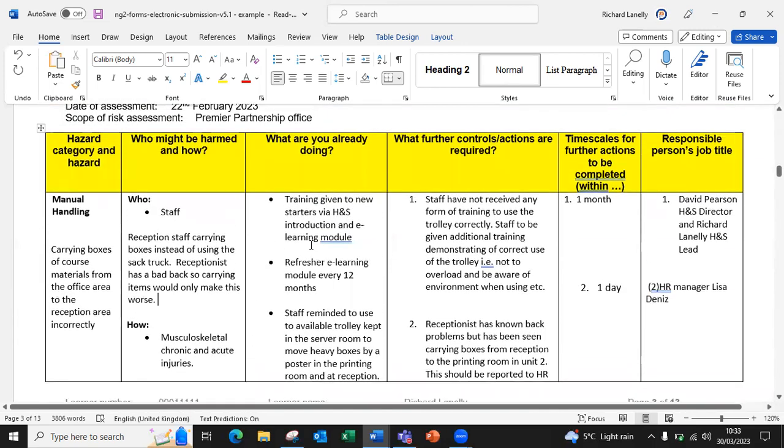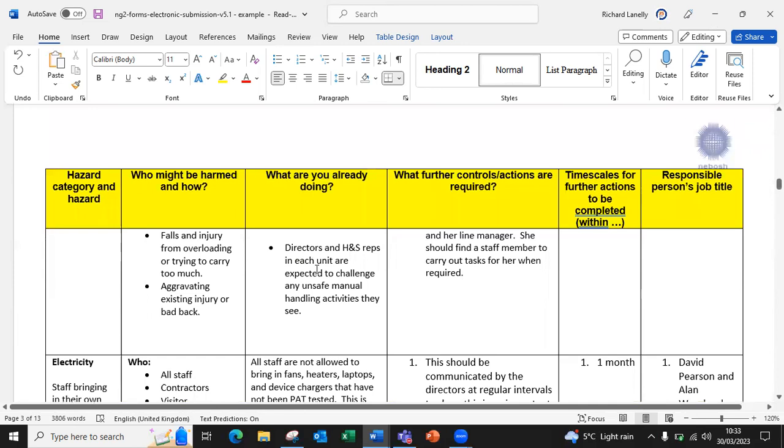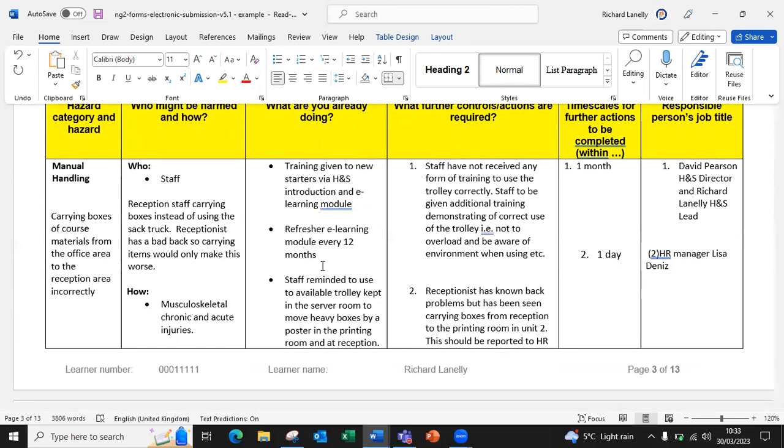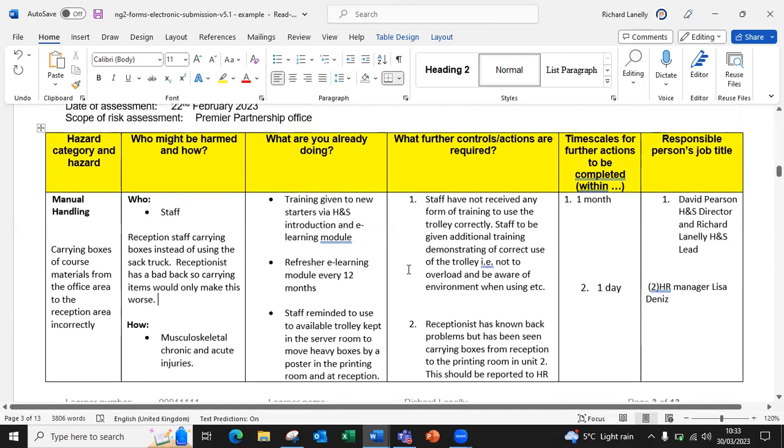Okay, so what you're currently doing. Basically, we're giving them information that's being ignored, probably for ease of use. Receptionists or other members of staff can't be bothered to go and get the sack truck, so they just lift the boxes anyway. And they've been caught doing that. They've been seen doing that. So we've put additional controls in.